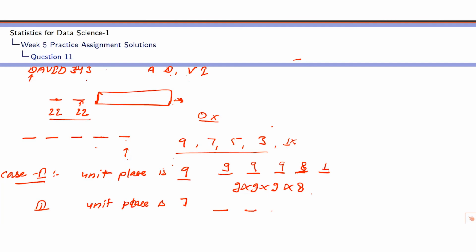And if the unit place is 7, then let's say it is a 5-digit odd number, and the unit place is 7, so it can be filled in one way. Because it should be larger than the second last digit, the second last place can be filled by any number from 1 to 6 only. So it has only 6 ways, and the remaining 3 digits can be filled with any number except 0. So it can be filled in 9 ways, again 9 ways, and again 9 ways. So the number of ways, if the unit place is 7, will be 9 into 9 into 9 into 6.